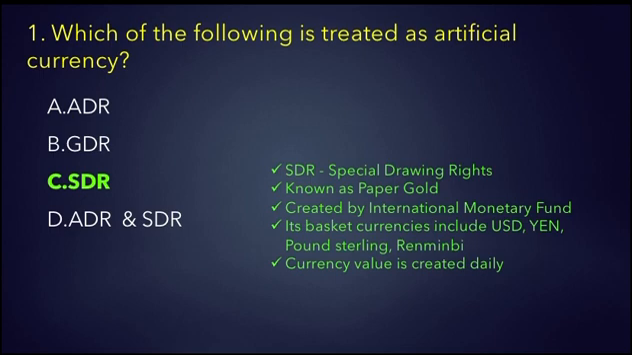It is also known as paper gold. It is created by IMF, International Monetary Fund. Its basket countries include US dollar, Japanese yen, pound sterling, and renminbi. Currency value is created daily as the dollar rate is created.